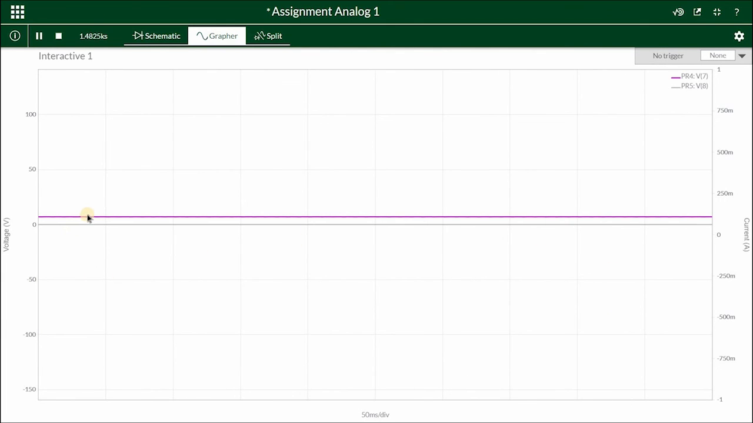Now you can see more clearly the pink line is waveform 4 and the gray line is waveform 5. The pink line has a slight ripple and the gray line is much smoother, giving our final DC output.